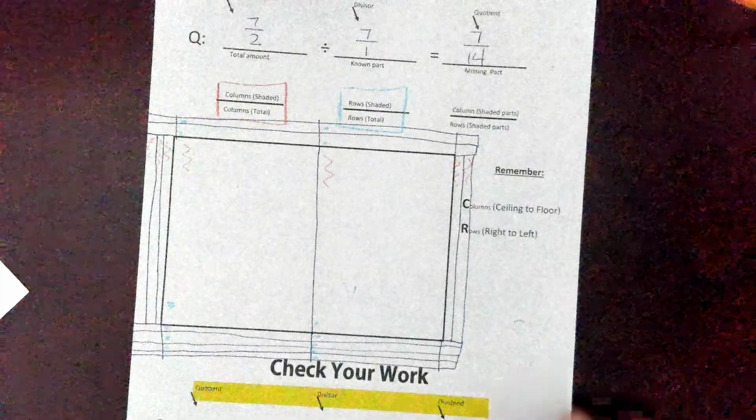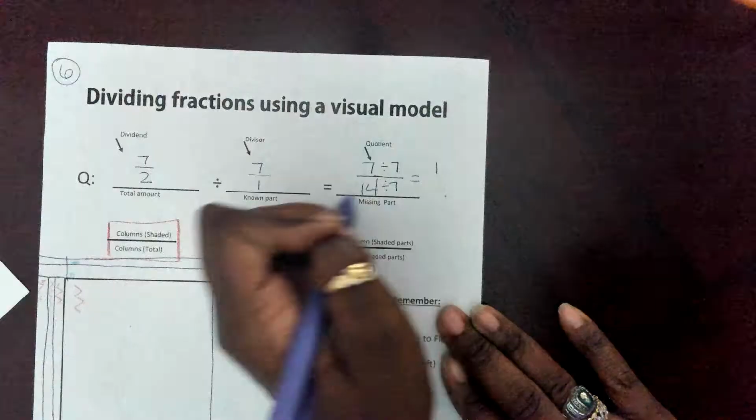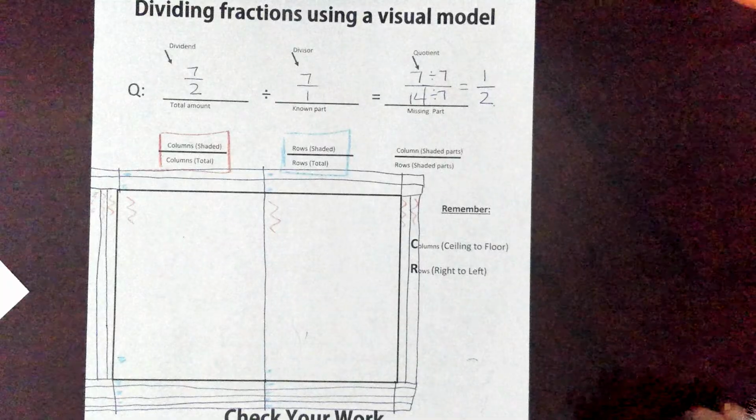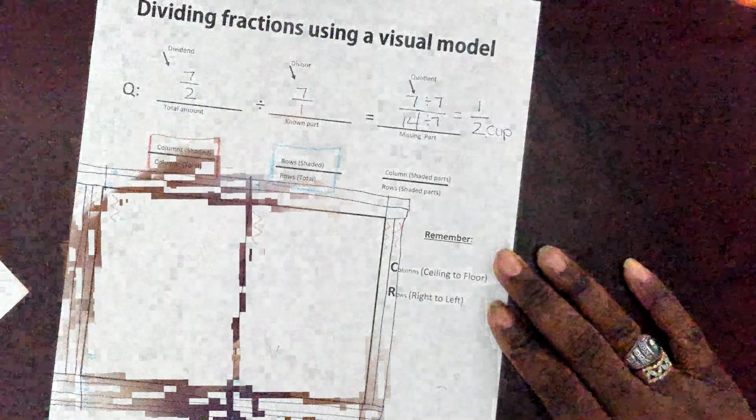Okay? And so we see that we have 7/14, but we can make that a little smaller by dividing both the numerator and denominator by 7. 7 divided by 7 is 1. 14 divided by 7 is 2. So we have 1/2 as our answer. For the question, each person would get 1/2 of a cup. And so we've solved our problem.